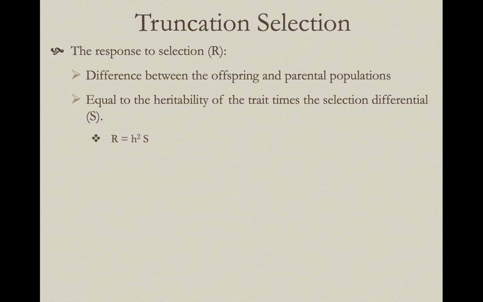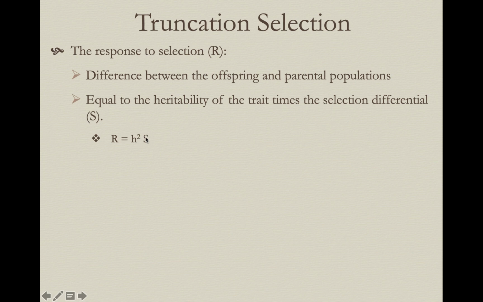So how fast we'll be able to shift this distribution to the right is what we call the response to selection. This is the difference between the parental population and the offspring population that we are able to form after this truncation selection experiment. Now there are two factors that are going to determine what R is. So how fast, what is our response to selection?